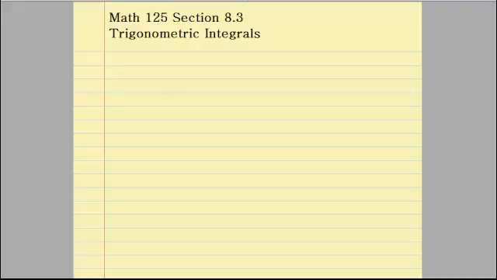In section 8.3, we're going to be looking at trigonometric integrals. Trigonometric integrals is a technique that we use when we're working with integrals that involve sines and cosines, and also secants and tangents, and some other trig combinations as well. The two that we're going to be focusing on are the ones that involve sines and cosines, and the ones that involve secants and tangents.